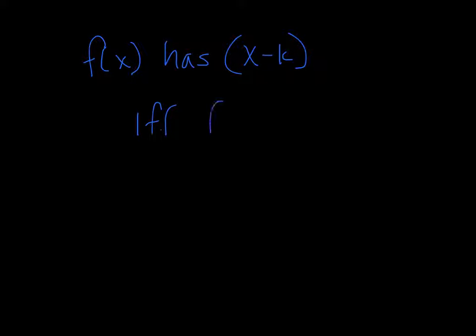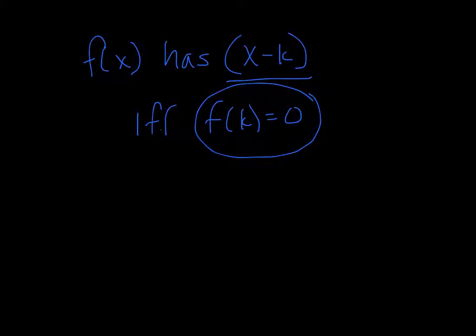a polynomial, f of x, has x minus k as a factor if and only if f of k equals 0. So what that means is if you know that x minus k is a factor, then you also know f of k equals 0. But it goes the other way. If you know f of k equals 0, then you also know that x minus k is a factor.